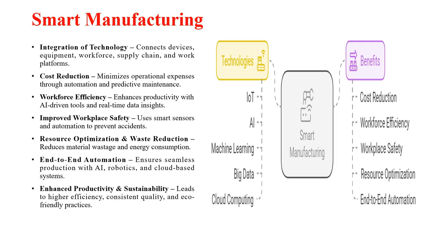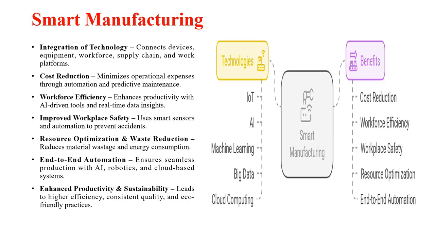Then you have improved workplace safety, where smart sensors and monitoring systems will detect hazards in real time and prevent accidents. And robotics and automation will reduce human involvement in dangerous, risky tasks. Then you have resource optimization and waste reduction, where data analytics will help in precise material usage, reducing waste generation, and energy efficient machinery. These will lower the power consumption, contributing to sustainability.